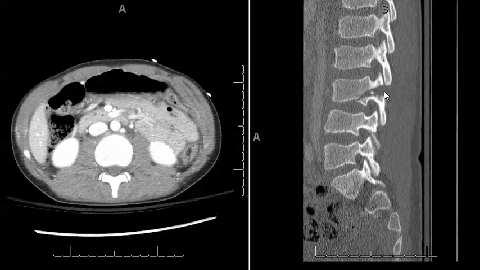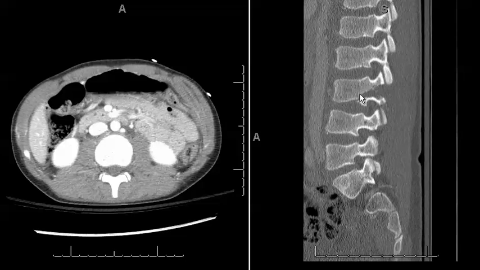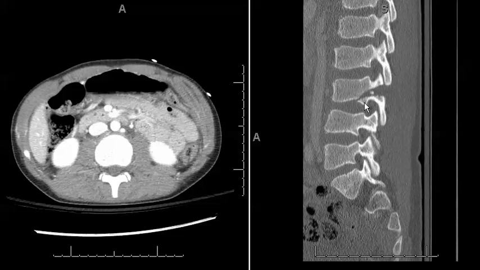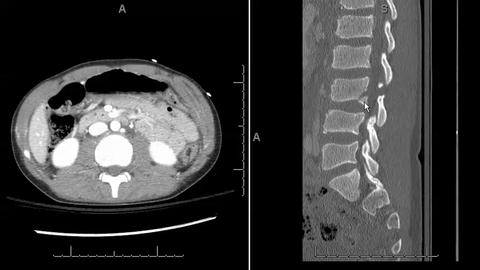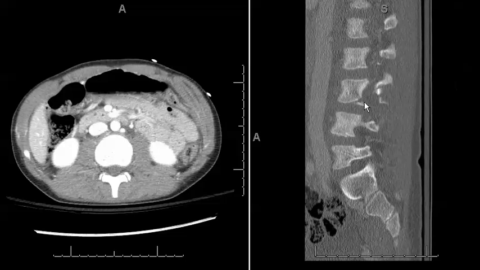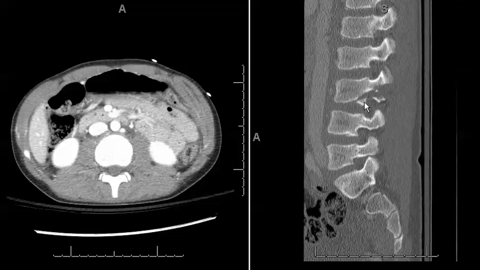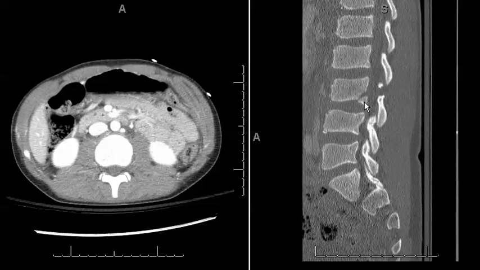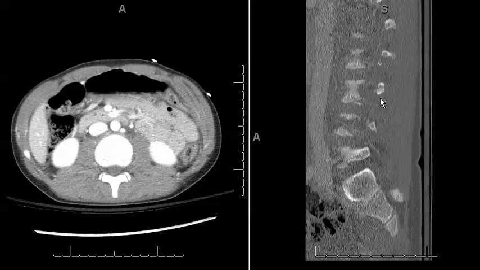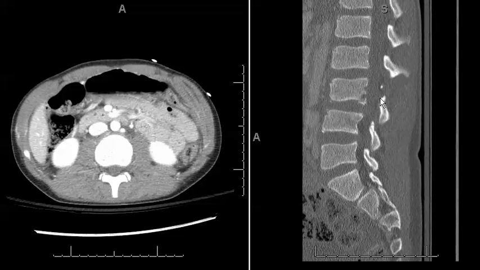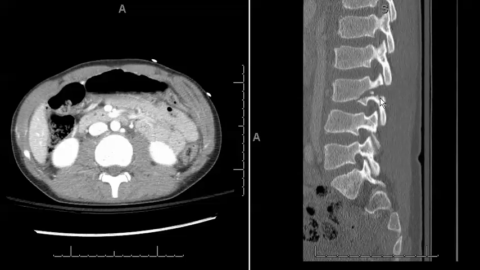extending from the posterior elements and extending into the vertebral body posteriorly with a posteriorly displaced fracture fragment along the posterior inferior corner of the L3 vertebral body. This is a chance fracture. This is a flexion distraction injury with distraction of the posterior elements here. This is a common fracture to see in a lap belt injury.